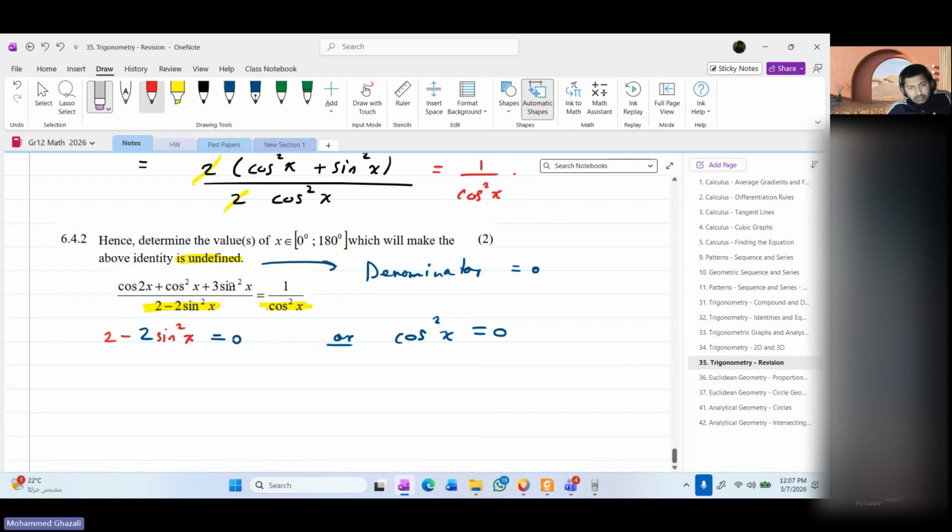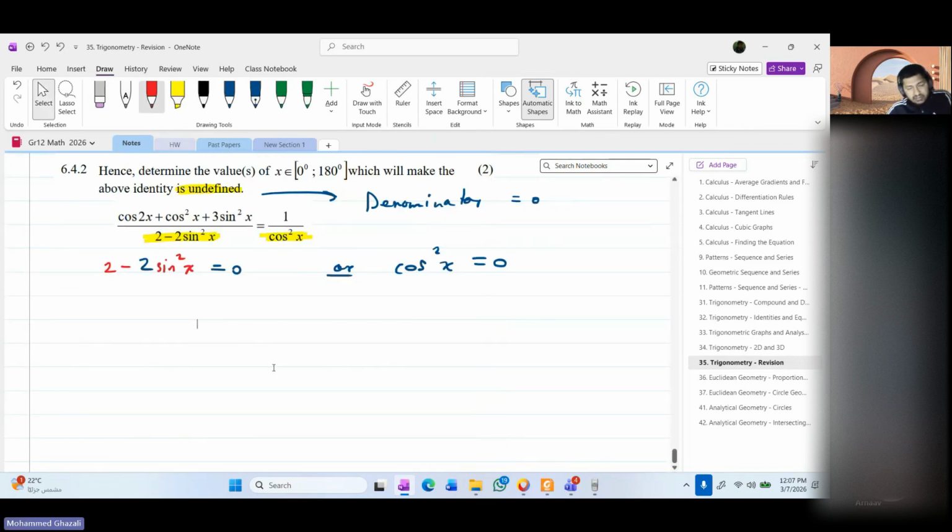So what about 2 minus 2 sine squared x? How are we going to solve that? We're going to say this part is, take the 2 over and divide it by 2. So sine squared x is equal to 1. Or, yeah, how are we going to solve this part now? Cos squared x equals 0 is just cos x equals 0, right?